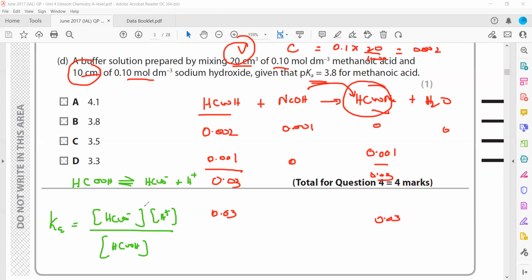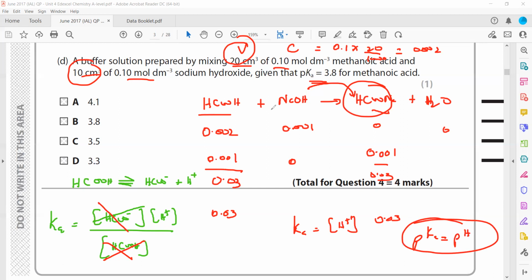So if their concentrations are the same, I can cancel these two numbers, as they will cancel out. So it means Ka is equal to the hydrogen ion. If Ka is equal to the hydrogen ion, when we take the logarithm of both sides, we can also say pKa is equal to pH. So pKa and pH will be the same. What is the value for pKa? That is 3.8. So pH should also be 3.8 for this solution.